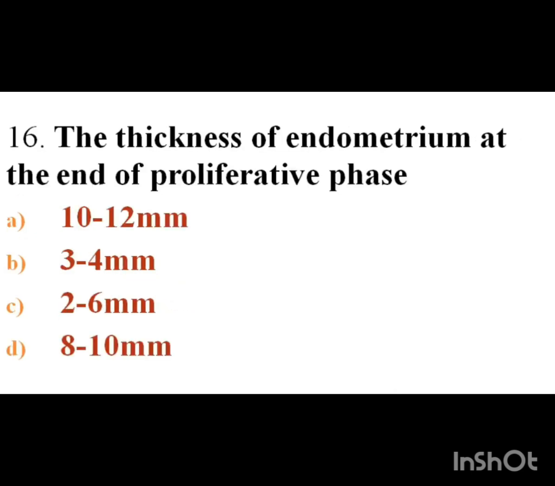Next question. The thickness of endometrium at the end of proliferative phase. Options: A, 10 to 12 mm; B, 3 to 4 mm; C, 2 to 6 mm; D, 8 to 10 mm. Answer is B, 3 to 4 mm. The thickness of endometrium at the end of proliferative phase is 3 to 4 mm.